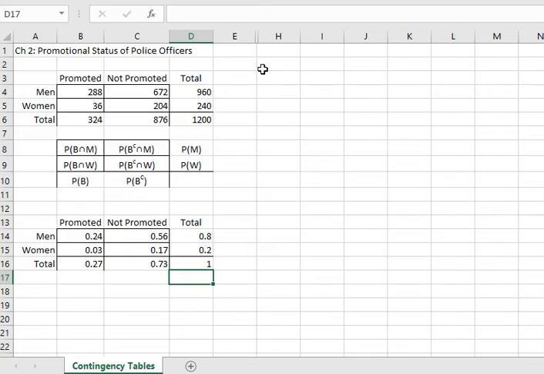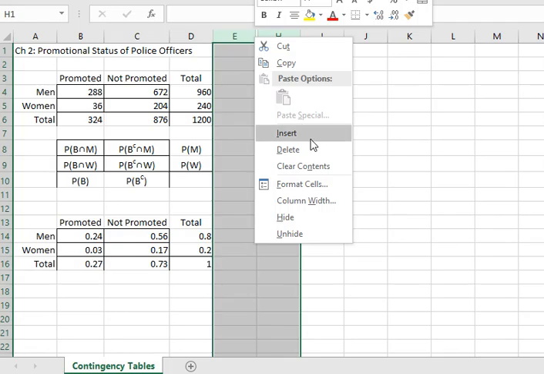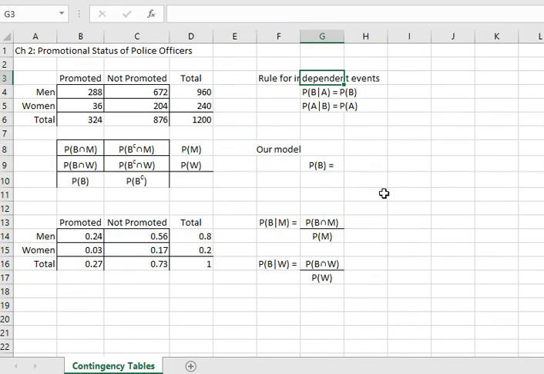So now we can answer the question if gender and promotion are dependent or independent events. So let's take a look again at the rule. The rule for independent events states that the probability of being promoted if you're a man is the same as the probability of being promoted. So then the probability of being promoted if you're a woman is the same as the probability of being promoted. Essentially, gender has nothing to do with it. That would say that these are independent events. So in our model, the probability of being promoted, we've already calculated, equals this 27%.